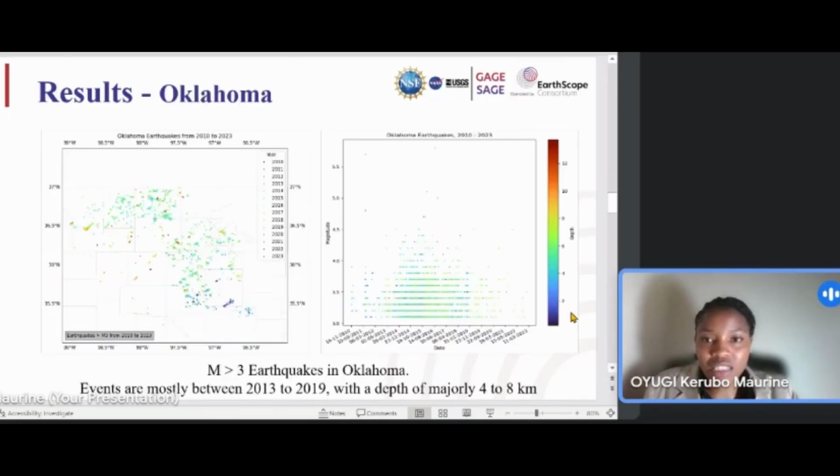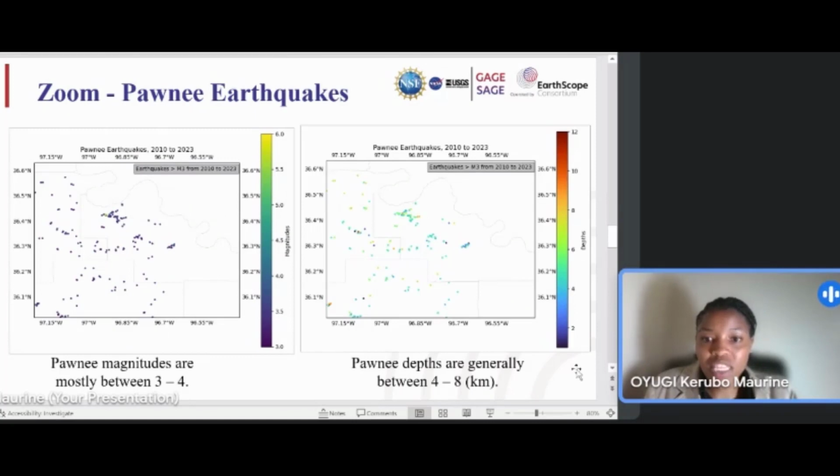Our results indicate that Oklahoma is experiencing a lot of seismic activity, and most of these events are in the northern and the eastern region. These events are mostly between 2013 and 2019, with depths of mainly between 4 and 8 kilometers. Zooming into Pony, we see that mostly the magnitudes are between 3 and 4, and the depths are between 4 to 8 kilometers. This is not very different from the whole region of Oklahoma.